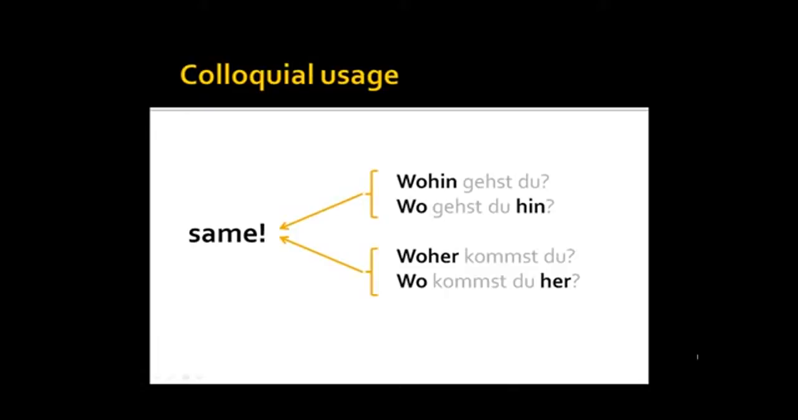Where are you coming from? Now, all of these formulations mean exactly the same thing. It's just that in colloquial usage, I've generally heard it separated. Wo gehst du hin? Wo kommst du her? This seems to be more of a relaxed colloquial usage and one that you'll use more frequently. You should be familiar with both forms, however. So, all right, wo and wohin.